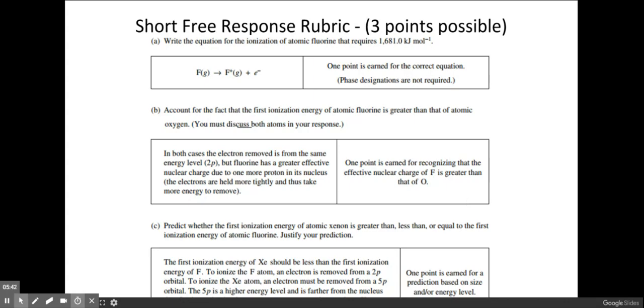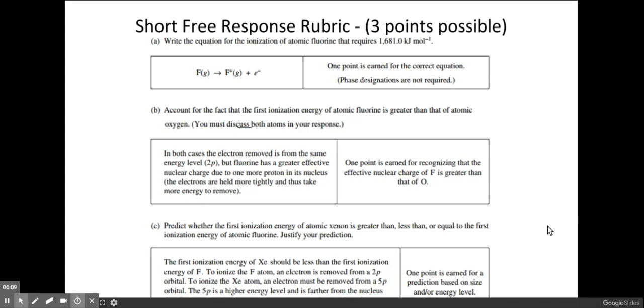And if, say, for example, you're swapping papers, grading each other's responses, that's a good activity to get used to seeing what these AP answers should look like. Look, did they mention fluorine and oxygen in their answer? And did they mention that the effective nuclear charge of fluorine is greater than that of oxygen, and that causes the first ionization energy of F to be greater than that of oxygen?